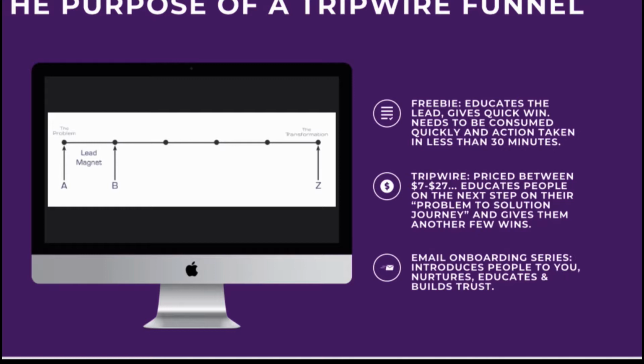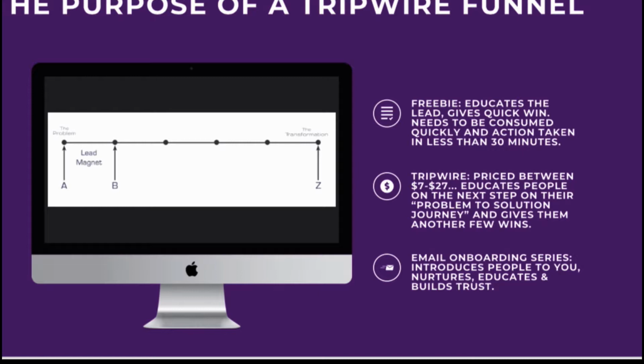So you don't have to solve all their problems. You've just got to solve one single problem, because a freebie needs to be very quick to consume. It needs to educate the lead on why their problem is going to cost them money in the long term, and give them a quick win. So it needs to be actionable. They need to be able to take one single action that they feel is empowering them one step closer to the goal that they want, which is the transformation.